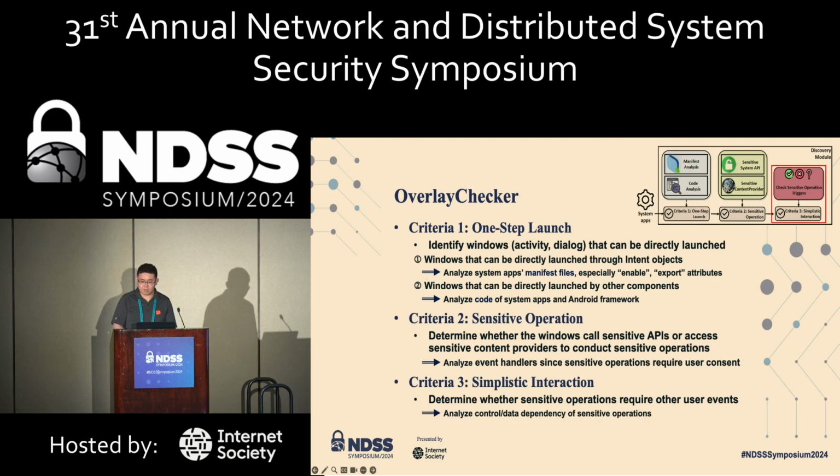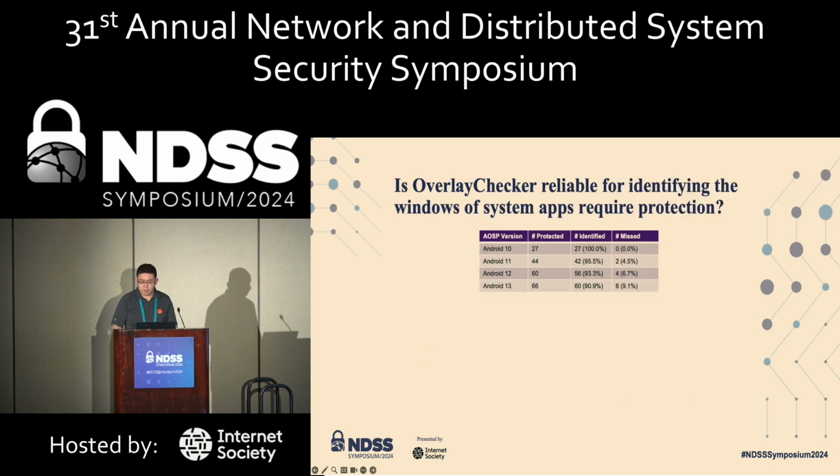Specifically, the model analyzes control and data dependencies of sensitive operations to find whether the operations depend on other user events. To evaluate whether OverlayChecker is reliable for identifying the windows of system apps that require protection, we manually identified protected system app windows in 4 versions of AOSP and compared them with OverlayChecker's results.